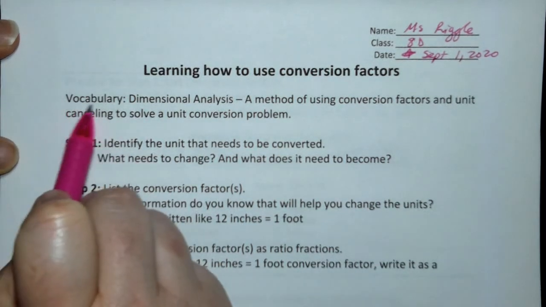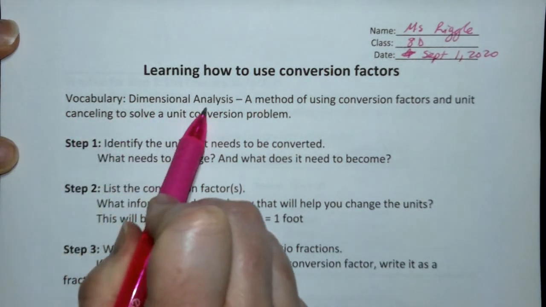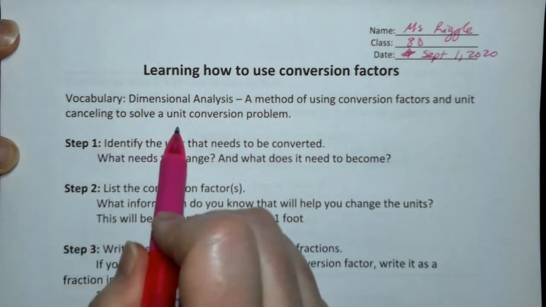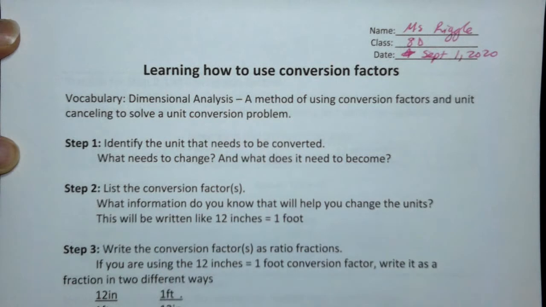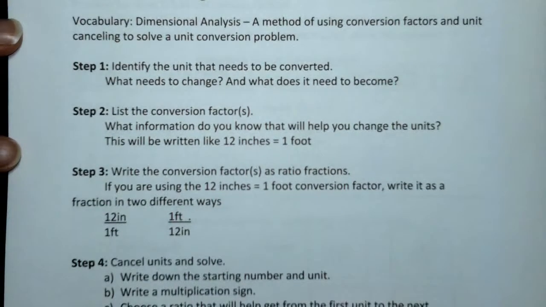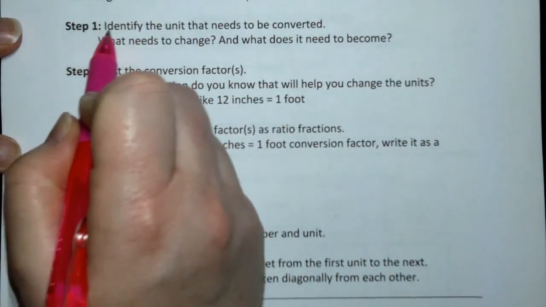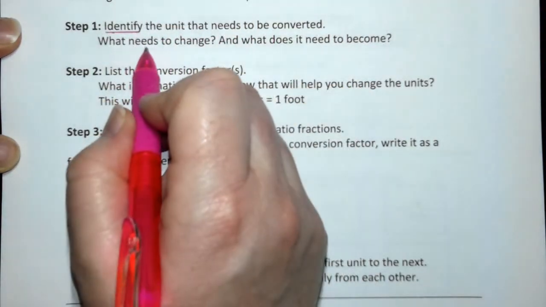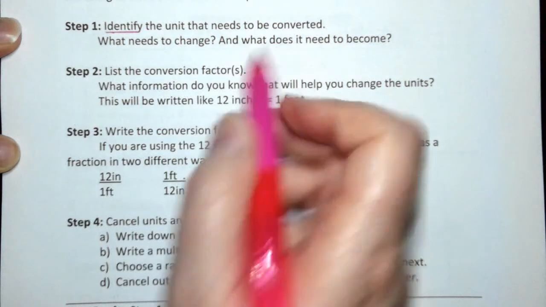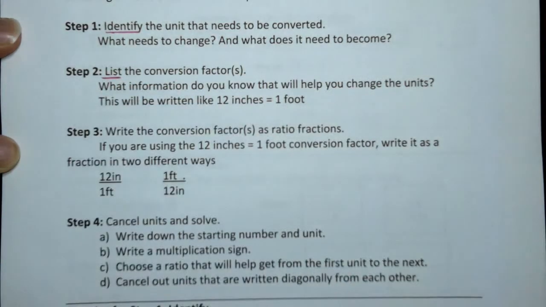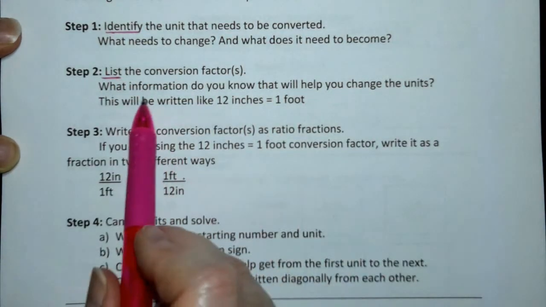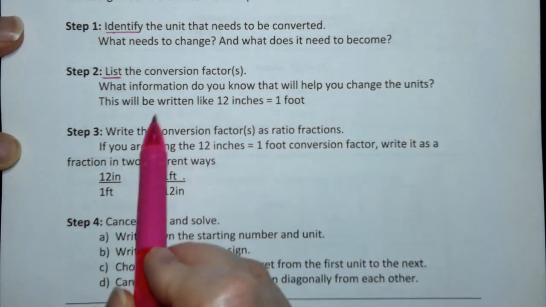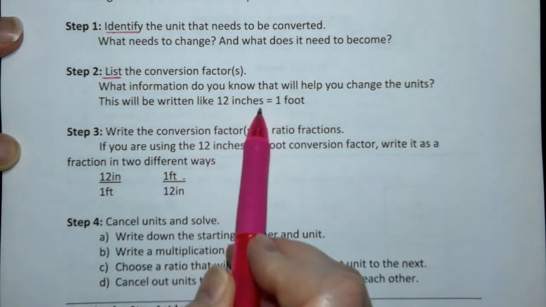So learning how to use conversion factors. First, we know that the vocabulary, dimensional analysis, is a method of using conversion factors and unit canceling to solve a unit conversion problem. And then I have my steps. Step 1, identify the unit that needs to be converted. What needs to change? What does it need to become? Step 2, list the conversion factors. So what information do you know that will help you change the units? So it will be written something like 12 inches equals 1 foot.